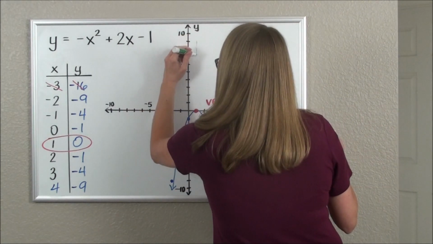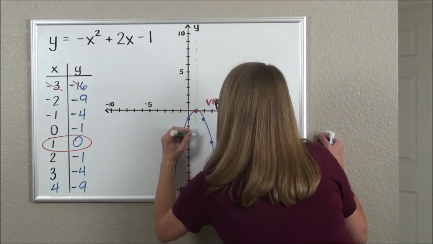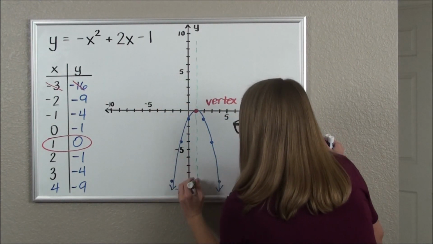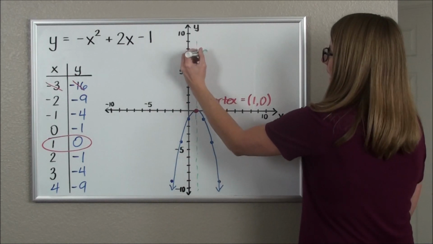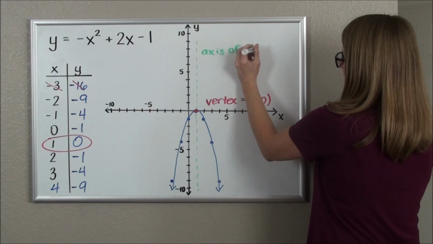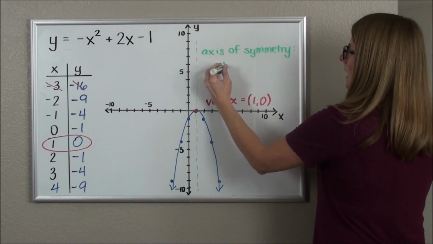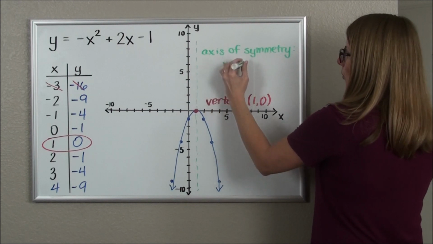And in this case, it's where x is 1. I have a vertical line I can draw through this. There's my mirror. And so the axis of symmetry we can describe as the line x equals 1.